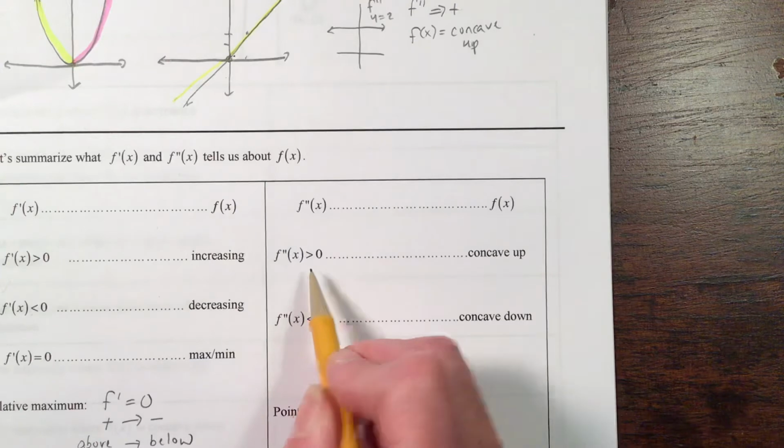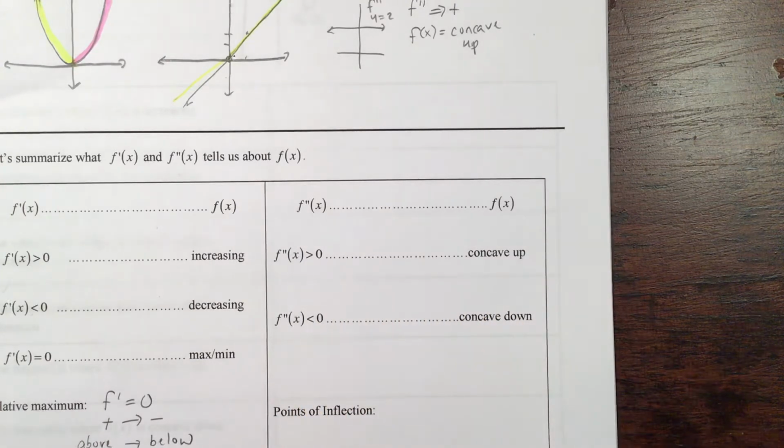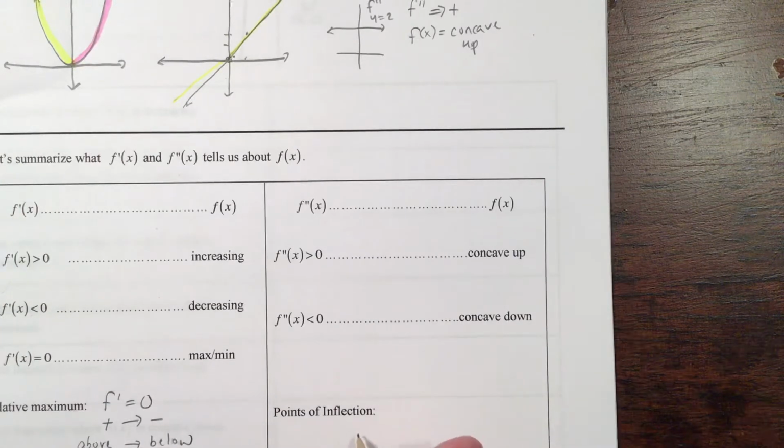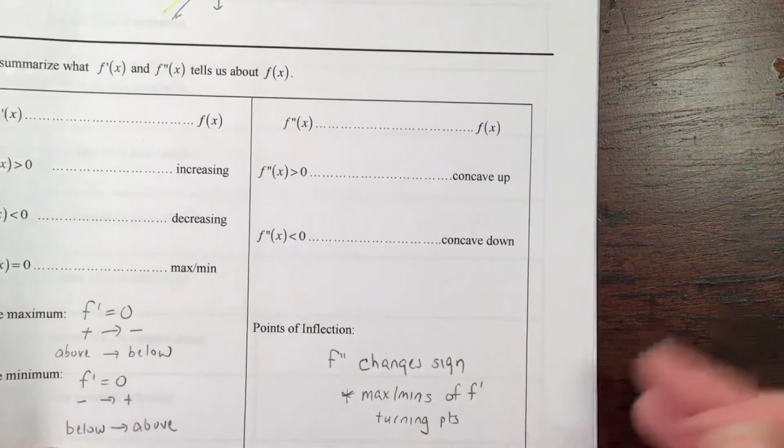When the second derivative is positive, our function is concave up. Second derivative negative, our function is concave down. And we know we're going to have a point of inflection whenever the second derivative changes sign. And if we're looking at the graph, they're going to be the maximum and minimums of f prime, or the turning points. And again, as we move through the lesson, I'll try to help you out with some of these things.